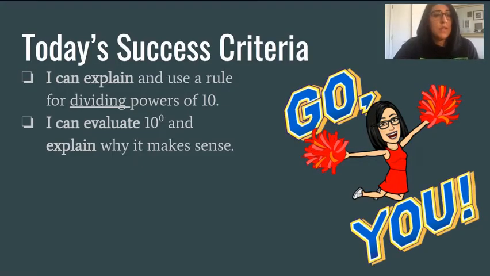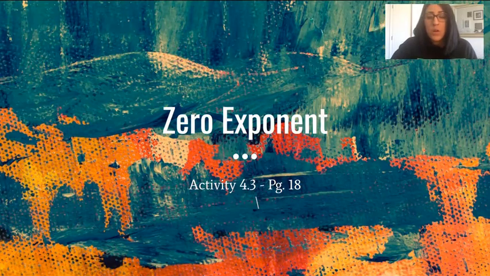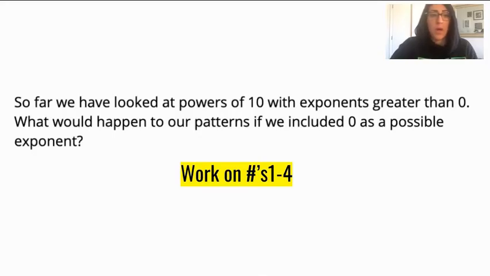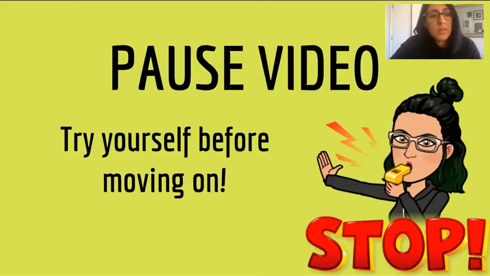So just revisiting the criteria, we want to be able to explain and use a rule for dividing powers of 10, which we already just discussed in this activity. And now we'll be evaluating 10 to the power of 0 and explaining why it makes sense for what we're about to see. As we move into the 0 exponent, we've so far looked at powers of 10 with exponents greater than 0, but we want to see what would happen to our patterns if we included 0 as a possible exponent. So keep in mind all the rules that we have already discussed. You're going to work on questions 1 to 4 first. Go ahead and pause the video and do that now, and then when we come back, we'll discuss each of those components.